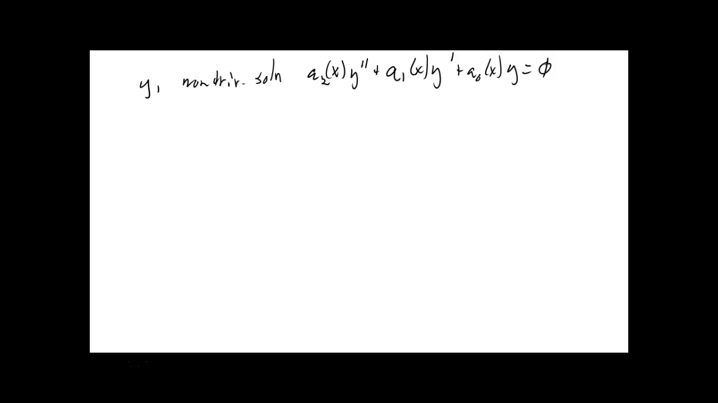Okay, so let's suppose that y1 is a non-trivial solution. Now what is your trivial solution? It works every time on a homogeneous system: y is equal to 0. Because if y is equal to 0, y prime is equal to 0, and y double prime is equal to 0, as many as you got. And when you multiply a sub 2 of x times 0, plus a1 of x times 0, plus a0 of x times 0, you're going to get 0. That's the trivial solution. We're not talking about this. This y1 is a non-trivial solution.